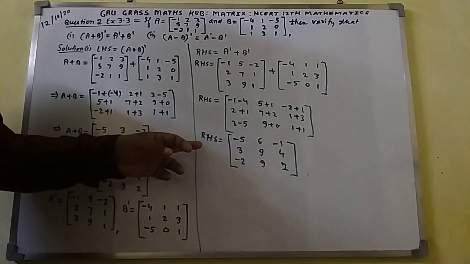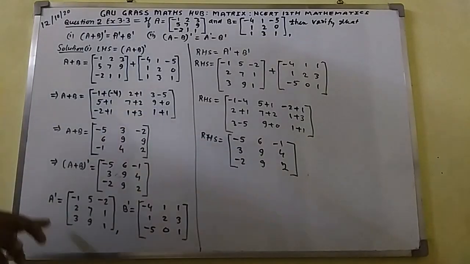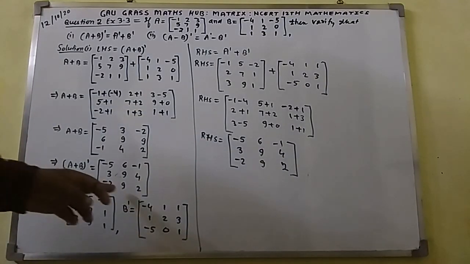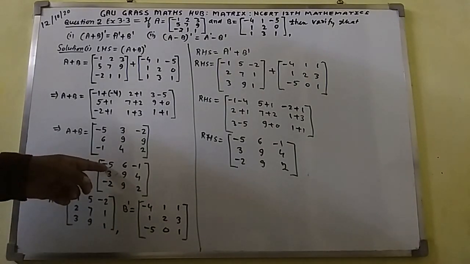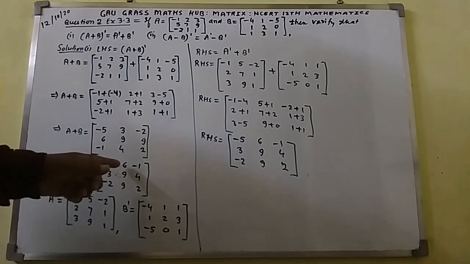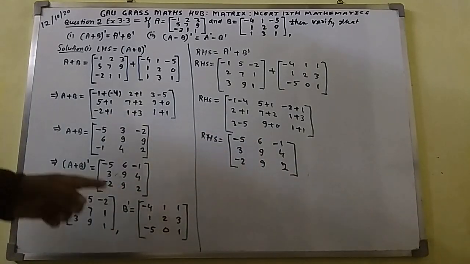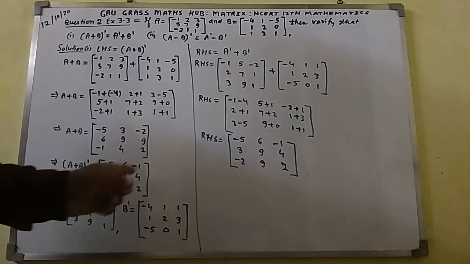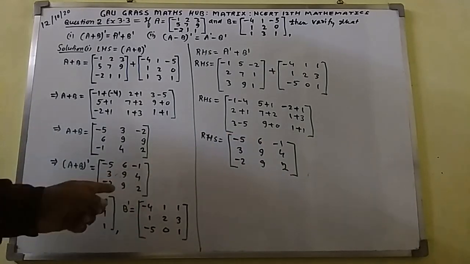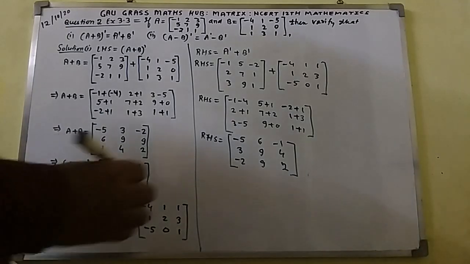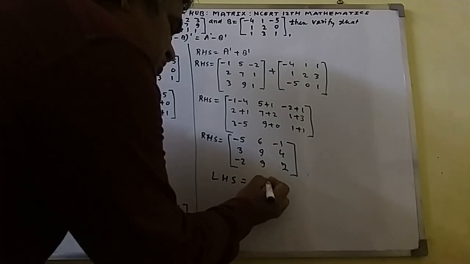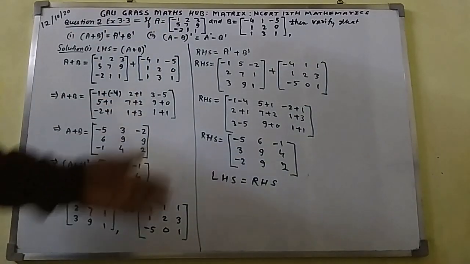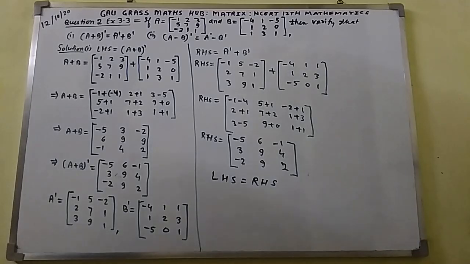Now compare the RHS with LHS. LHS you will get this one. This is the LHS. So compare this one. Here you can see -5, -5, plus 6, 6, -1, -1, 3, 3, 9, 9, 4, 4, -2, 9, 2. So here you have got LHS equal to RHS. This is the complete solution.